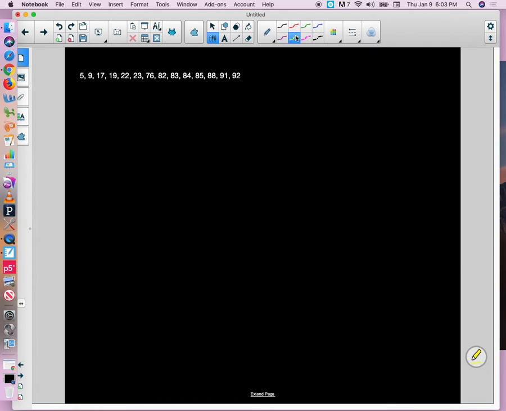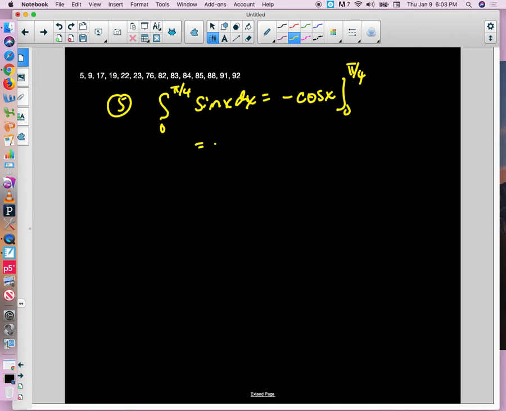On number 5, you have the integral from 0 to pi over 4 of sine x dx. This one's a super simple integral. Just be careful going backwards. The antiderivative of sine going backwards is negative cosine x from 0 to pi over 4. So you get negative cosine of pi over 4 minus negative cosine of 0. I've said a bunch of times, don't neglect filling in 0. Some people probably did and just got negative root 2 over 2.